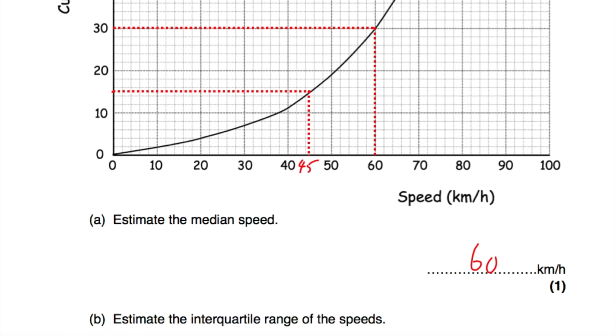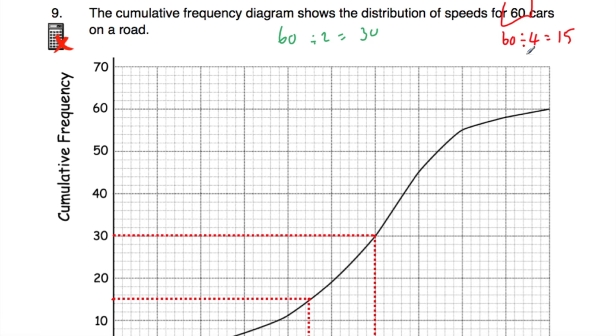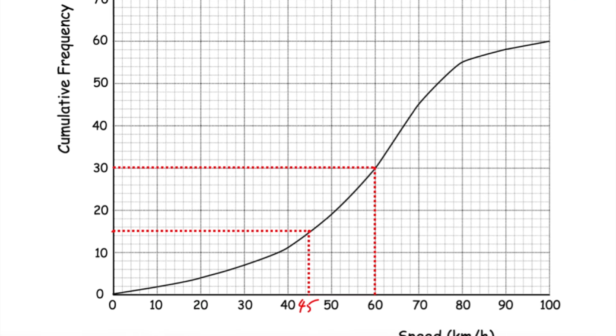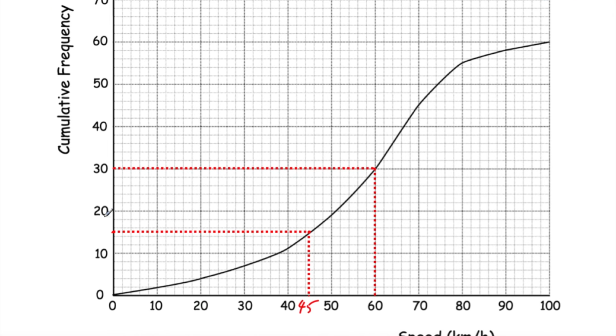Now let's find our estimate for the upper quartile. So we found a quarter of 60 to be 15. So if we do 15 times 3, that's equal to 45. So we're going to go 45 across and down to find our estimate for the upper quartile. And so we're going to go 45 across and down.